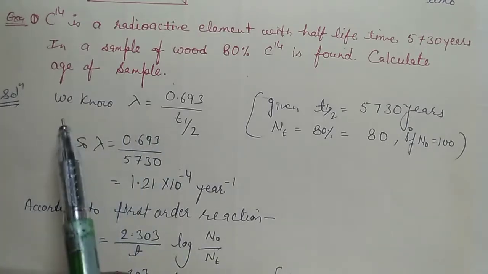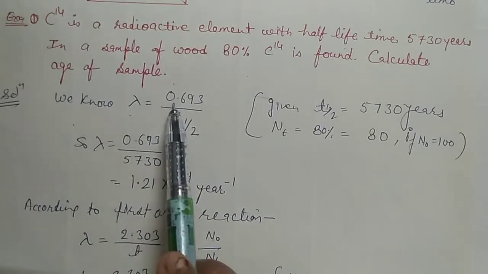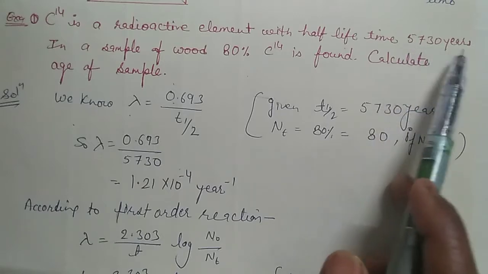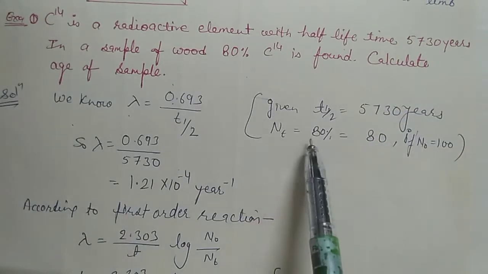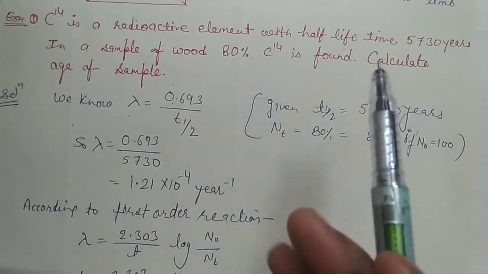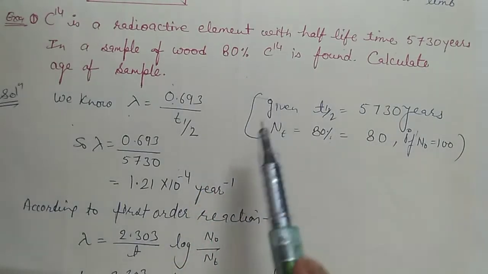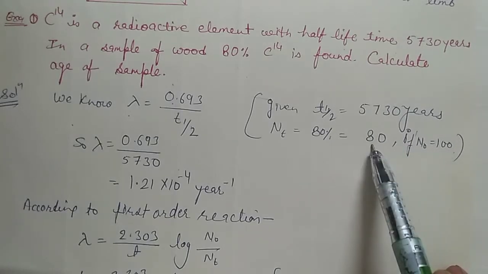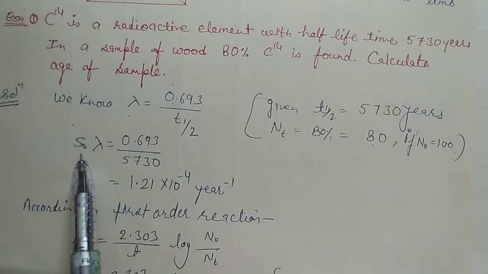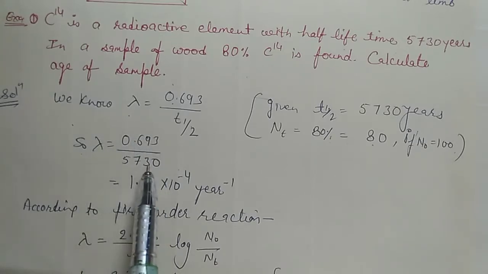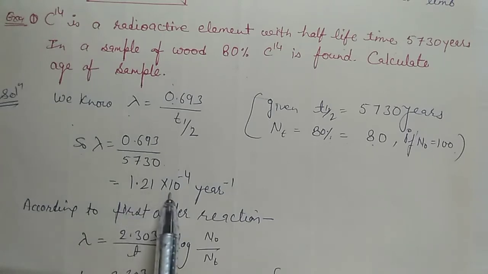So we know that lambda is 0.693 upon T half. T half is given as 5730 years and Nt is 80%, which means 80% of the particles are present. If N0 is 100, then Nt will be 80. First of all we will calculate lambda. Lambda will be 0.693 upon 5730. It is 1.21 into 10 to the power minus 4 years inverse.